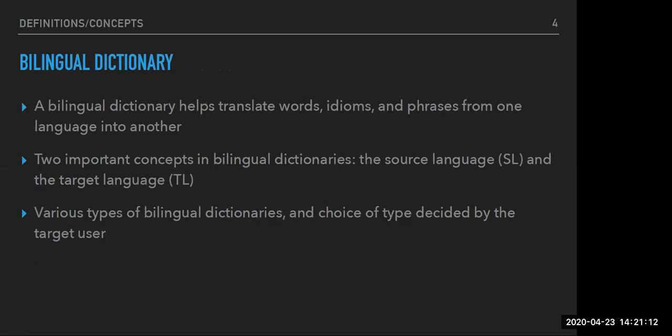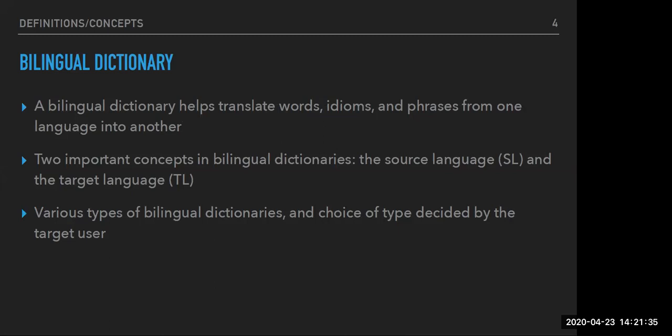So then we come to the other half of the talk title, bilingual dictionary. So what is a bilingual dictionary? I think everybody knows what a bilingual dictionary is. It's a dictionary that helps to translate words, idioms, and phrases from one language into another language, as a very basic, simple explanation.